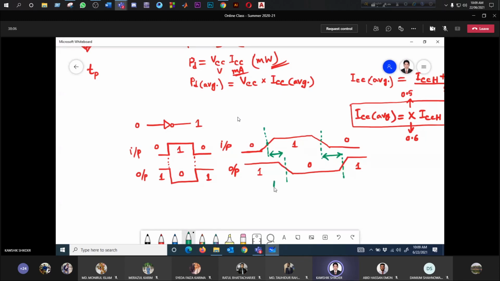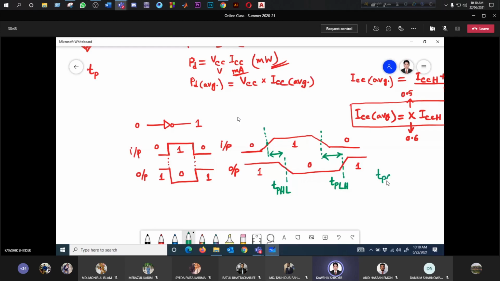So this one is TP H to L and this one is TP L to H. TP for propagation delay, and H to L means high to low changing time, and TP L to H means low to high changing time. So the propagation delay is basically the input to output changing time. Input to output changing time, that is known as the propagation delay.